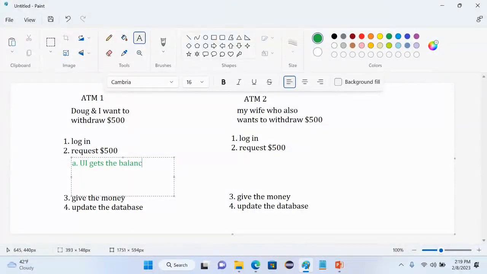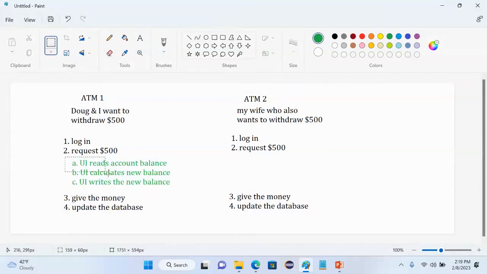So what would happen, the user interface gets the balance, right? Finds account balance, reads account balance. Then the user interface application calculates the new balance, right, based on that 500 withdrawal, and then C, the user interface writes the new balance, right? So the database is up to date. And again, all that green there should be the isolated part of the transaction.